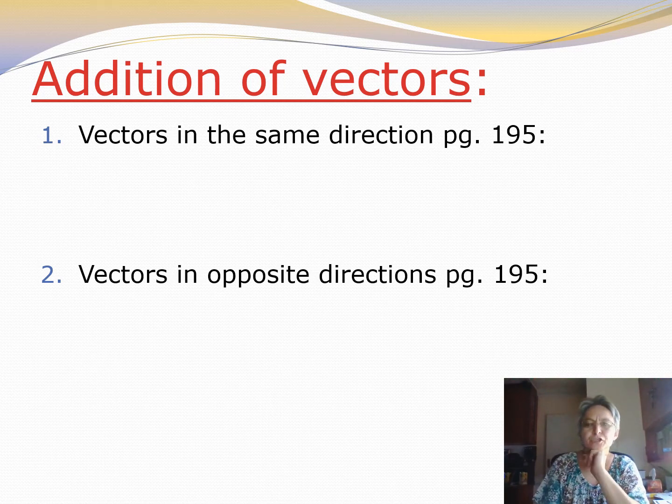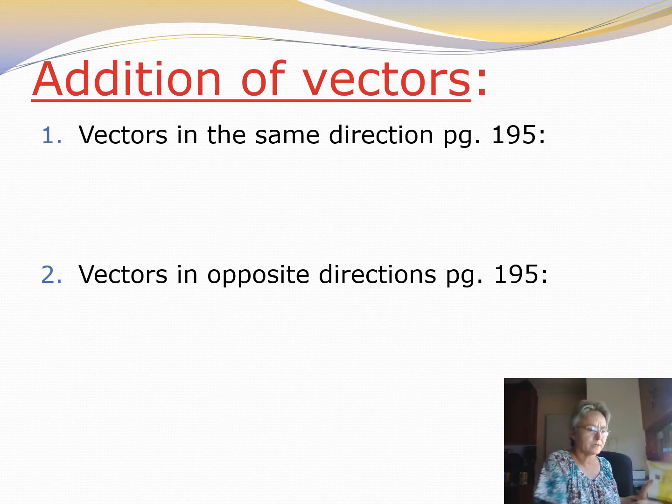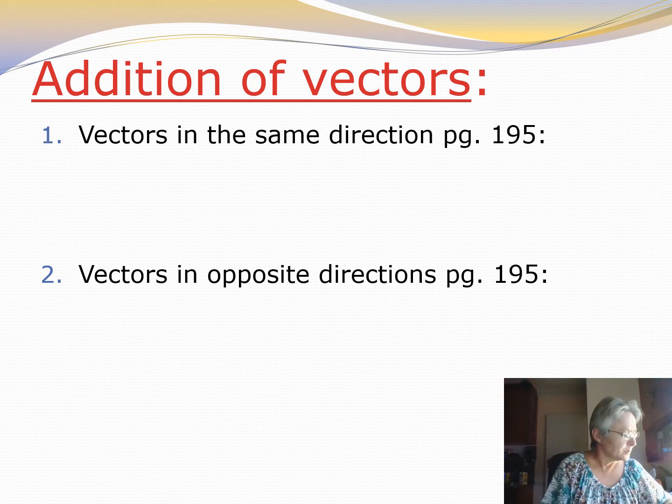Right, with the addition of vectors in the same direction on page 195, the first example, you have Ibrahim pulling a crate with a force of 20 newtons to the right, and Rafat sees that his friend is struggling and he helps him by pulling with a force of 50 newtons to the right. What is the net resultant force?